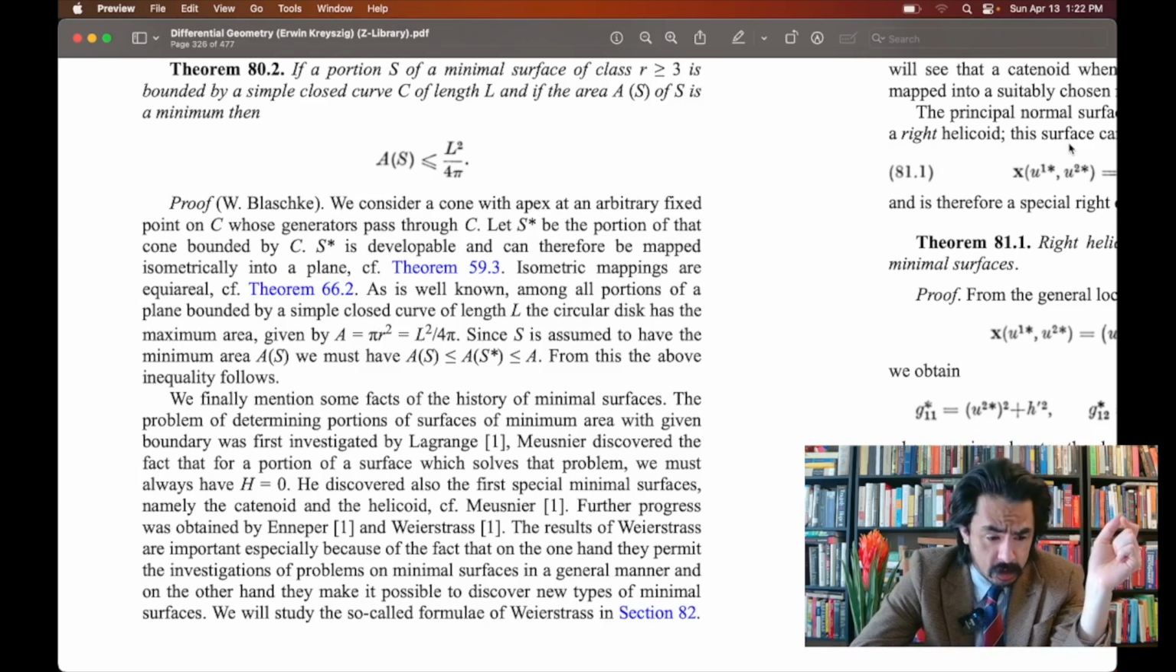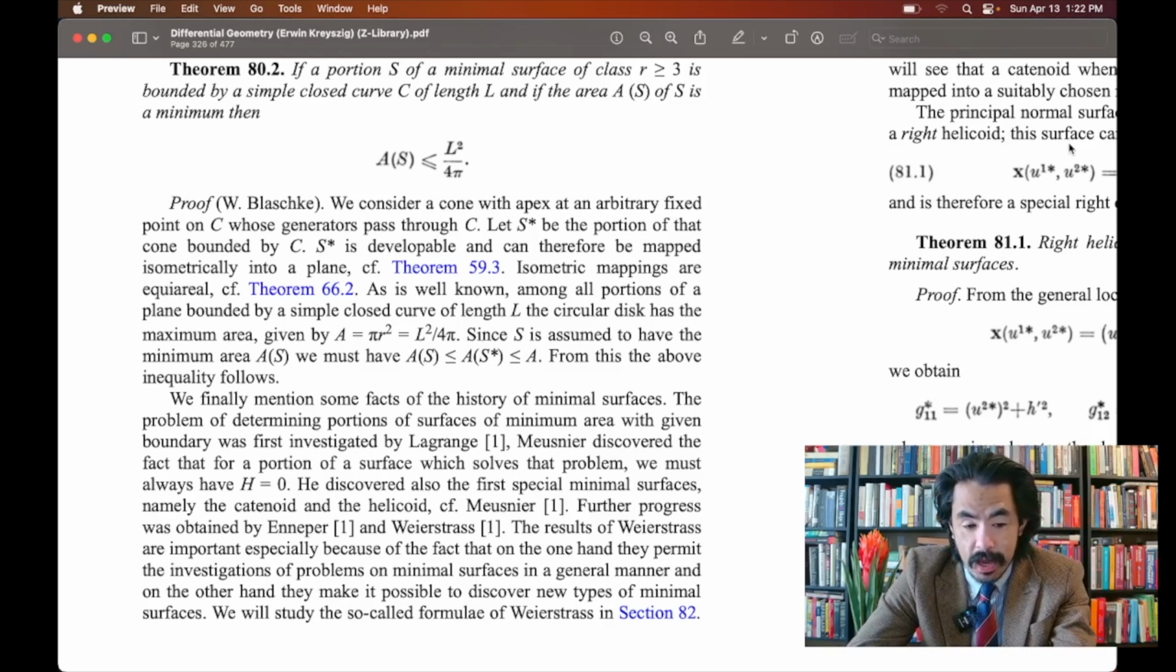The results of Weierstrass are important especially because, on the one hand, they permit the investigation of problems on minimal surfaces in a general manner, and on the other hand, they make it possible to discover new types of minimal surfaces. We will study the so-called formulae of Weierstrass in section 82.